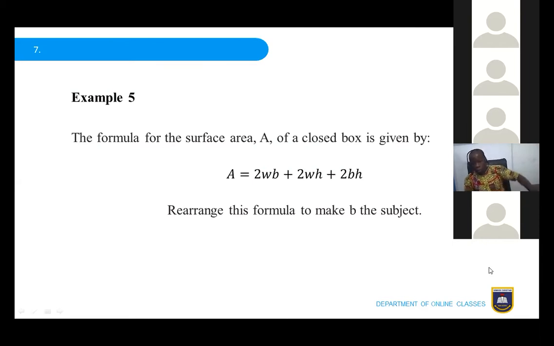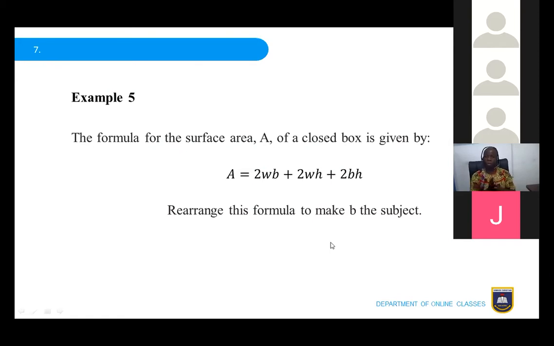Achu Jones, I'll be calling you to give me your answer to this problem. Sir. Yes, who is that? Is it Achu Jones? Yes, sir. Okay, Achu Jones. Please, I had A minus 2WH over 2W minus 2H. Okay, that's your answer. Just keep it.